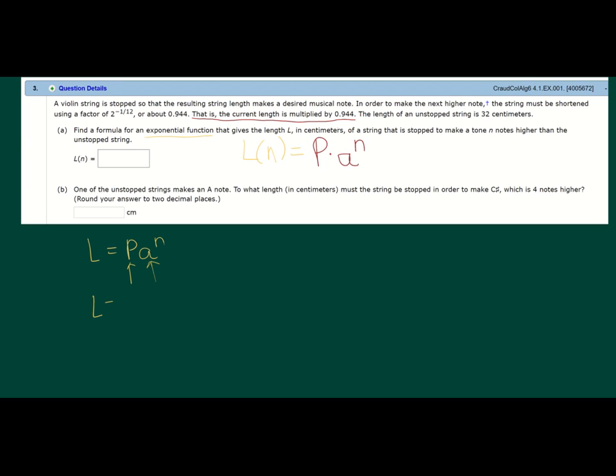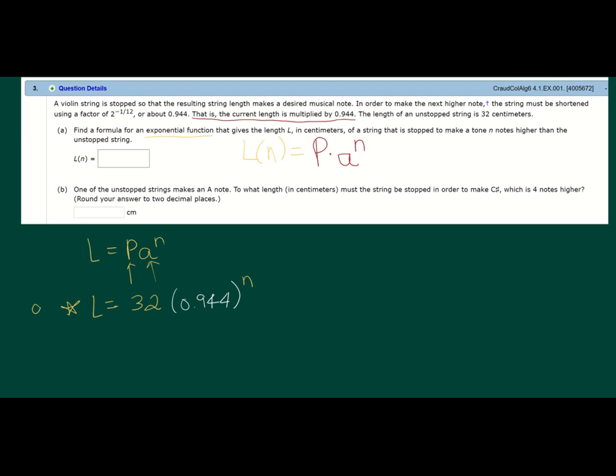We should have L is equal to the initial length of the string, and it says the length of an unstopped string is 32 centimeters. 32 centimeters is the length of the string without trying to go to any higher notes. This is the initial length. Therefore, it is the P value. The A value is that constant multiple. The constant multiple in this case is 0.944, and it's all being raised to the n power. All right. So all of that just came from context. Most of these you will be able to figure out the formula just by reading the context.